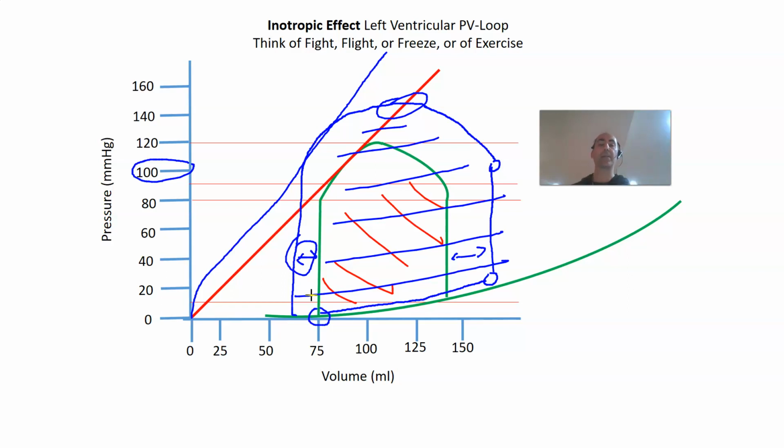I hope this makes sense. And again, if this is confusing, go back and listen to the full lecture, and please listen to the first 3 mini lectures in PV loops. We will have 2 more mini lectures in PV loops. The next one will deal with congestive heart failure, and then the final one will deal with a PV loop for the right side of the heart.